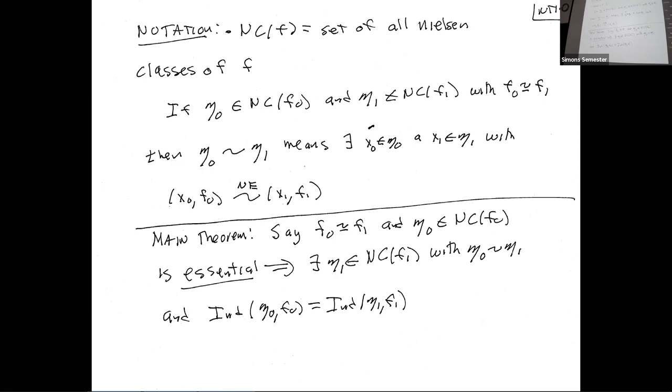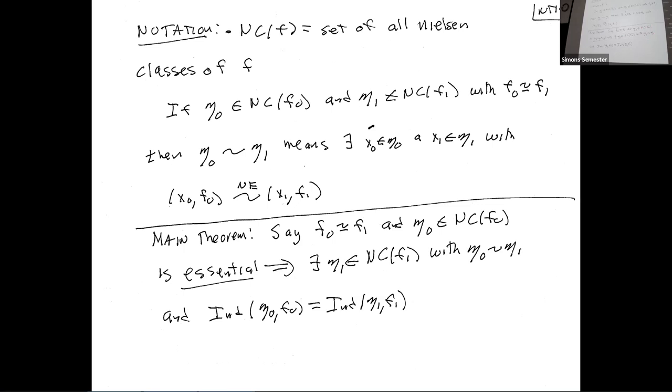And here's the main theorem. Let me unravel it a bit for you. So the collection of Nielsen classes is called NC(f). Remember, there's finitely many of them. And if you have homotopic maps, I said we could do this in a well-defined fashion. We talk about the equivalence of the Nielsen classes in the homotopic maps. And the main theorem that I've been plugging here is that if you have an essential Nielsen class, then when you homotope the map, there's an essential class of the homotopic map that's Nielsen equivalent. And even stronger, it has the same index.